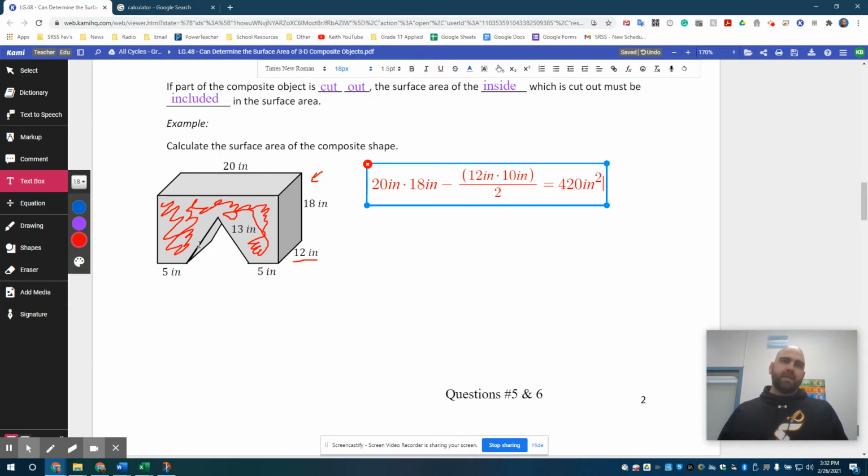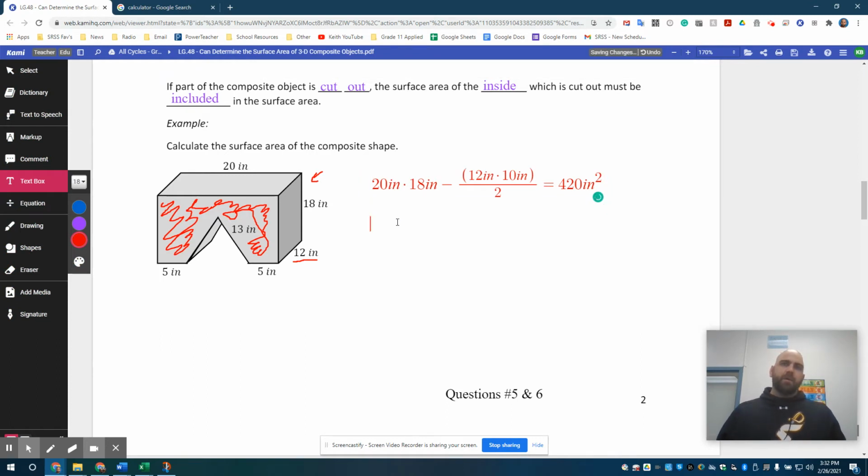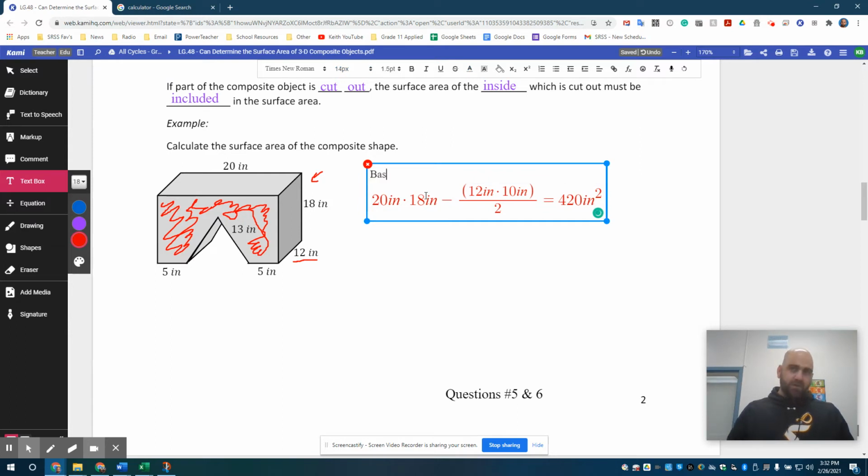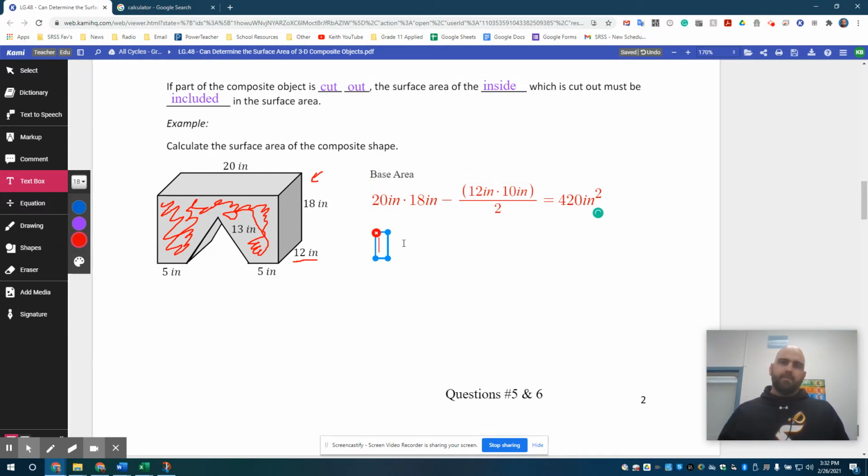That's the area of the outside here. Now, or sorry, that's our base. I'm going to put that in here. Let's get into the front. This is our base area. On the other side, I'm going to also do the base perimeter.